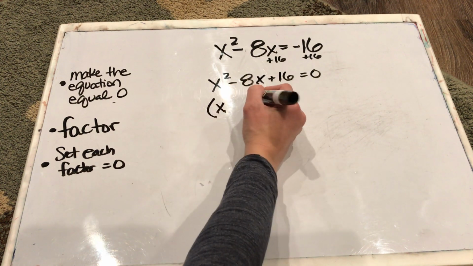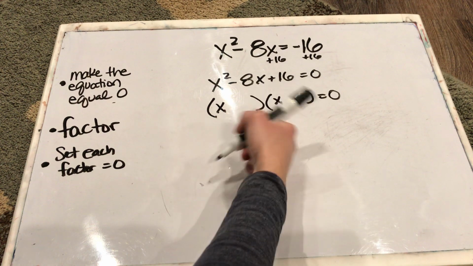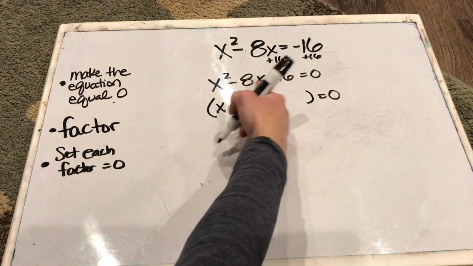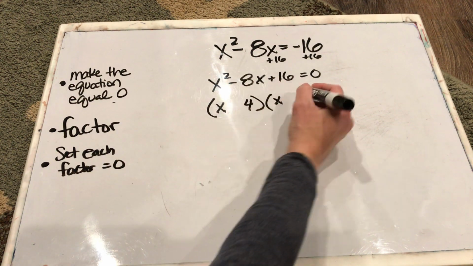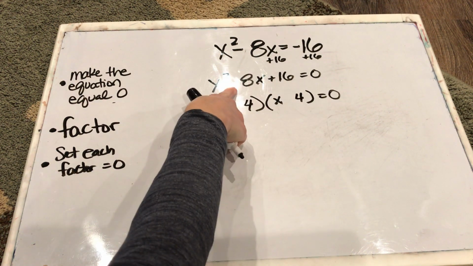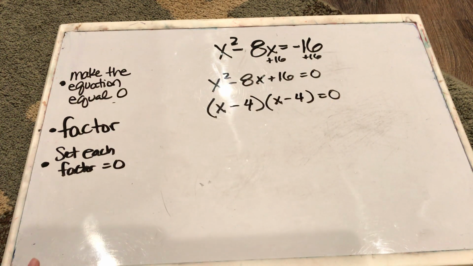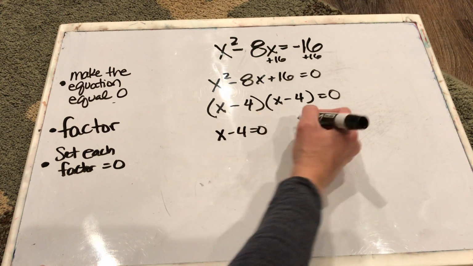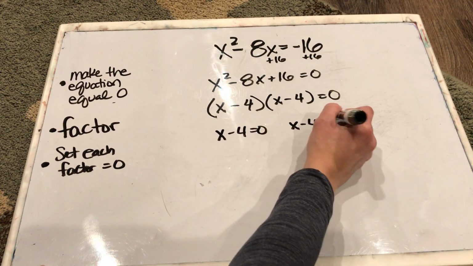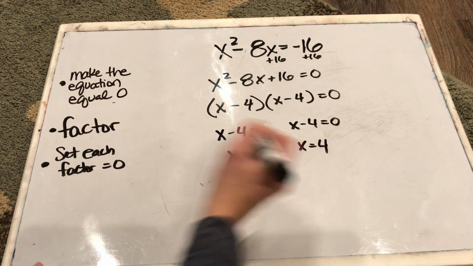Factor it. So it's an x squared, so I don't have to have any numbers up front. I'm looking for factors of 16 that will add up to 8. Well, the only way I can do that is a 4 and a 4. They need to add up to negative 8, but multiply to be positive 16, so they must both be negative. Now I set each factor equal to 0. And I get x equals 4 or x equals 4.